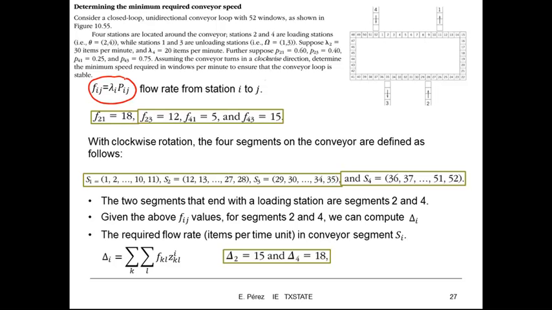With clockwise rotation, the 4 segments on the conveyor are defined as follows. So we start with 1 up to 11. That will be this piece right here. Then we'll go from 12 to 28, which is all this up to here. And then we go from 29 to 35. And then the last segment is the one that goes from 36 to 52.